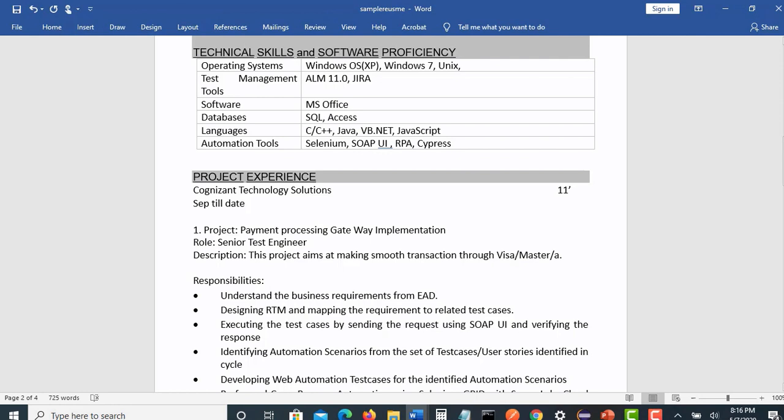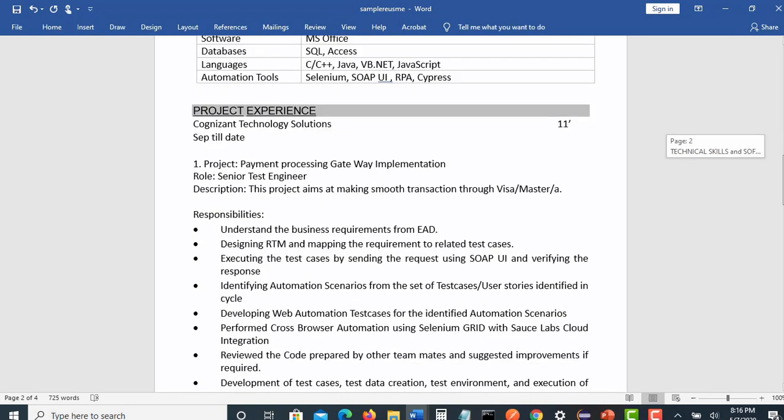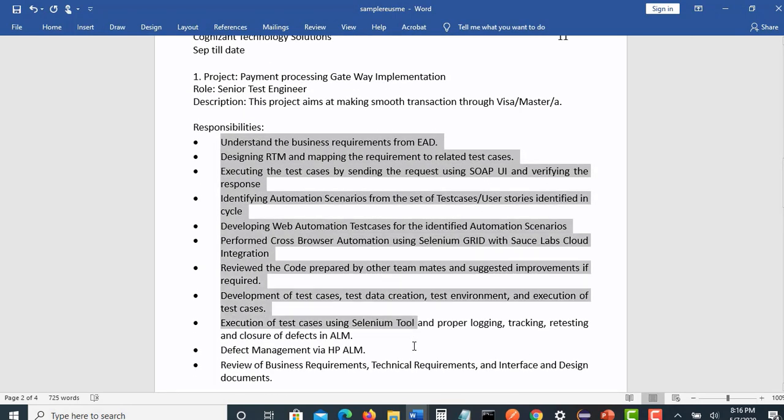Whether you worked on it or not, no one will go and check your project, okay? They will just check if you are an employee or not, that's it. What responsibilities you have done, no one really cares about all this. So based upon the position you are applying for, you have to smartly tweak your project responsibilities.